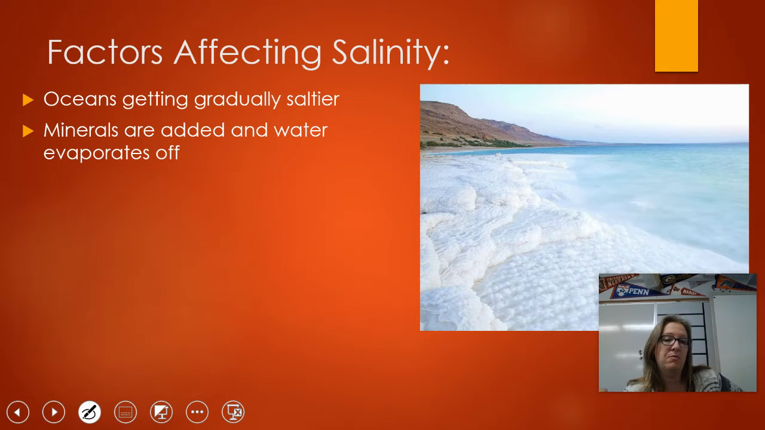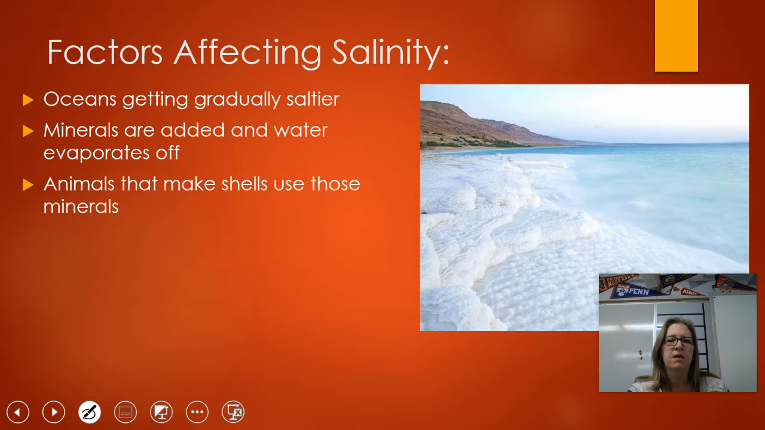If the water evaporates off but doesn't get added, then it gets really concentrated. It would really increase the salinity. But since there is water continuing to be added, it's fairly stable.